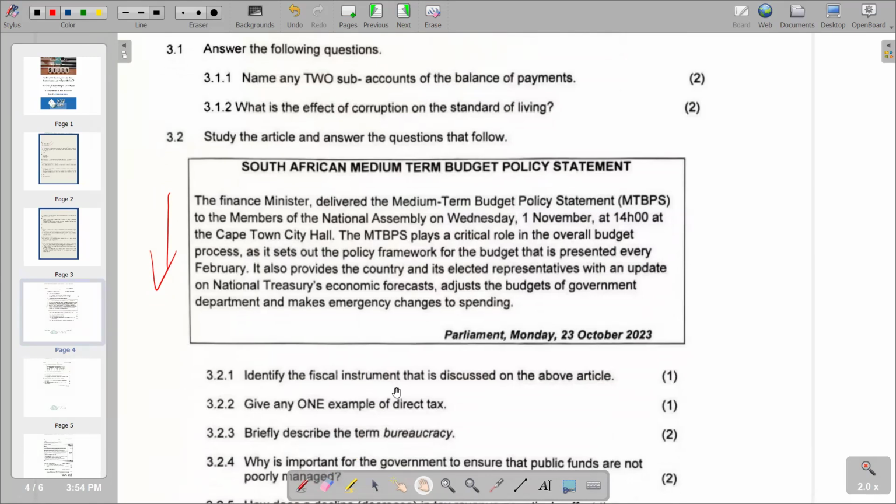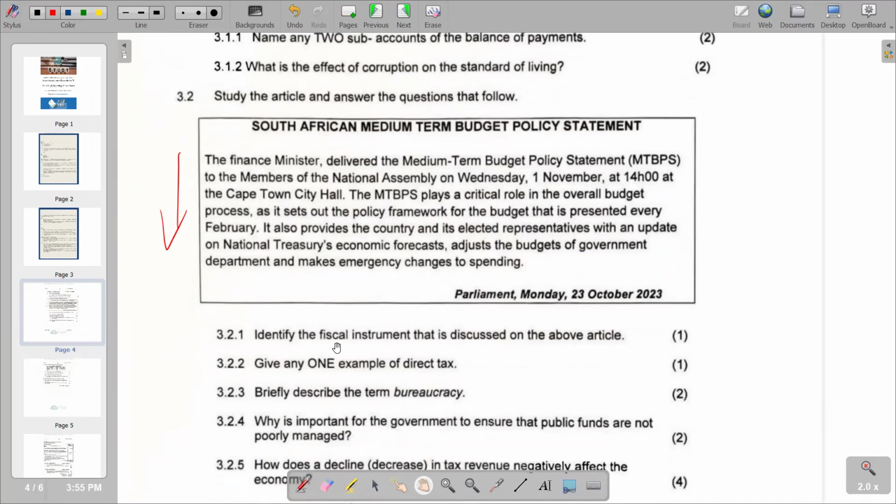reads, identify the fiscal instrument that is discussed in the above article. So we need to identify it. If you go to the first sentence, it says the finance minister delivered the medium-term budget policy statement, that is MTBPS, to the members of the National Assembly on Wednesday, 1 November at 1400 hours at the Cape Town City Hall. The MTBPS plays a critical role in the overall budget process as it sets out the policy framework for the budget that is presented every February. So obviously, the fiscal instrument is the budget. The budget becomes the fiscal instrument.